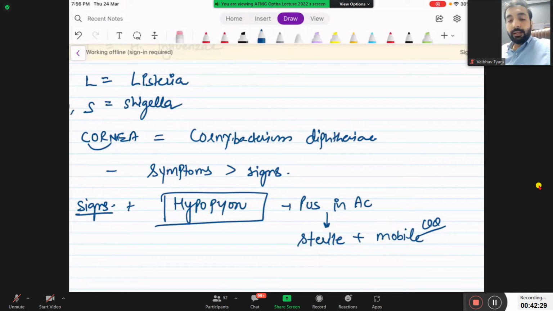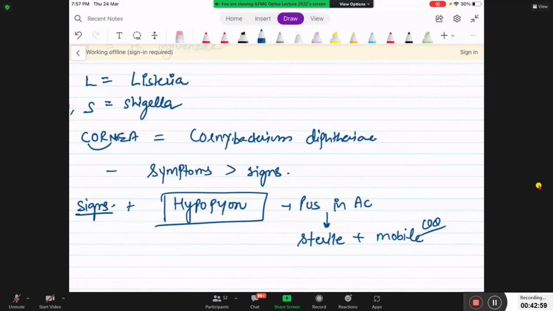Does that mean the pus is moving continuously in the anterior chamber like a pendulum? No. Suppose you ask the patient with hypopyon to lie down for 15 minutes, and when you ask the patient to sit again at the slit lamp and check the height of the hypopyon, you will notice a slight change in its position. That shows it is a mobile hypopyon. So sterile and mobile hypopyon is seen in bacterial corneal ulcer.